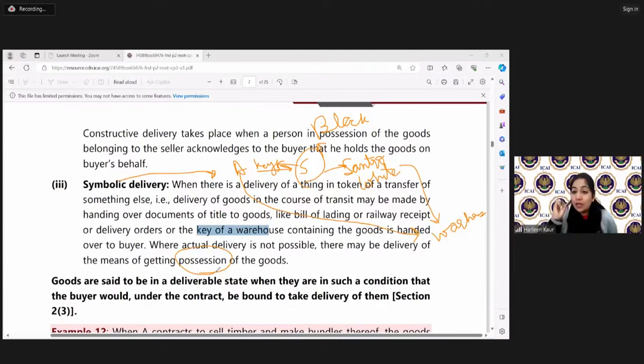Or where the goods are in transit, I have given you the document of title to the goods. Now, this is again a huge definition which we are going to cover in today's class only. Document of title to goods means, the word title means ownership. Title means ownership.